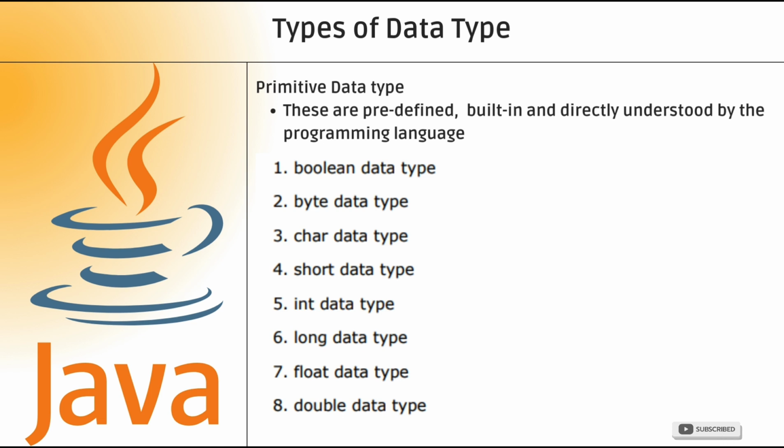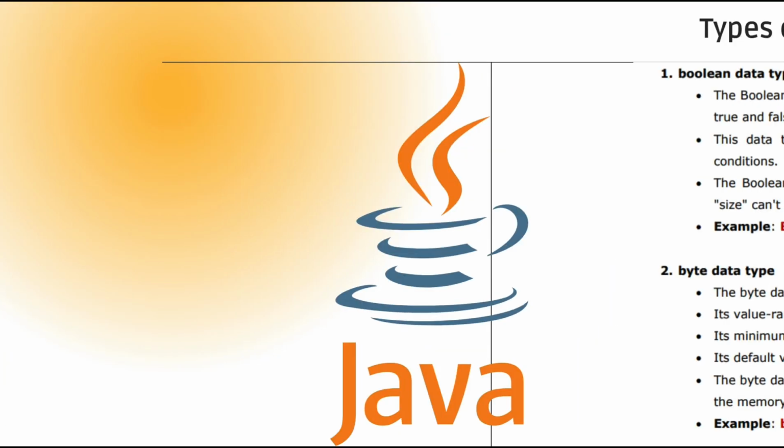The first we have is boolean data type, then byte, then char, then short, then integer type of data type, then long, float and double. These are the primitive data types. So let's see one by one.